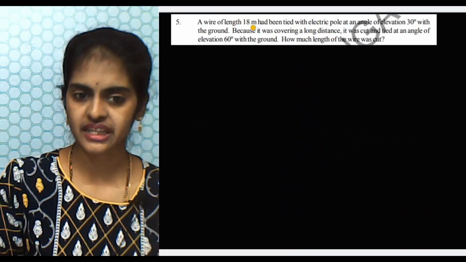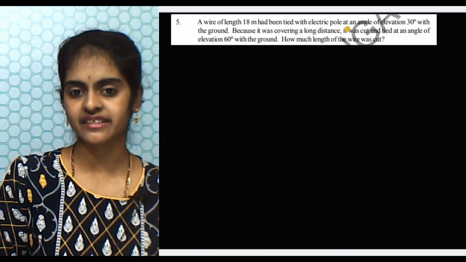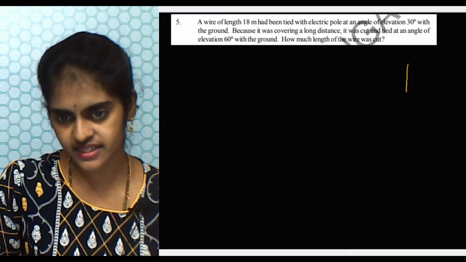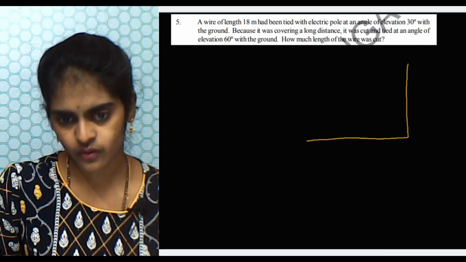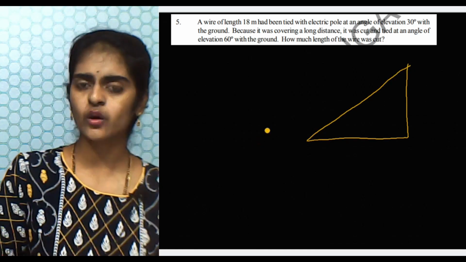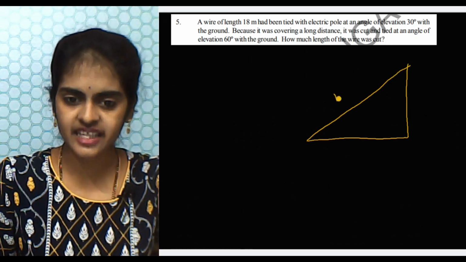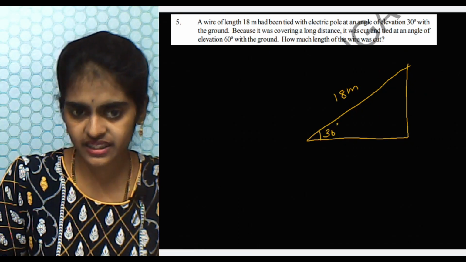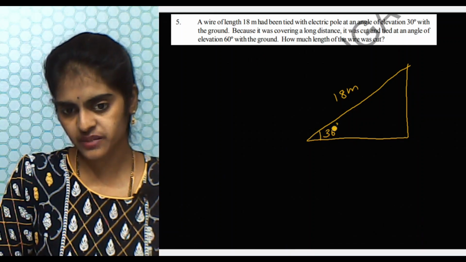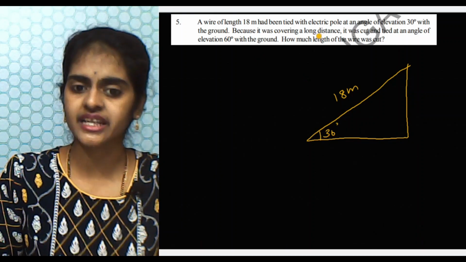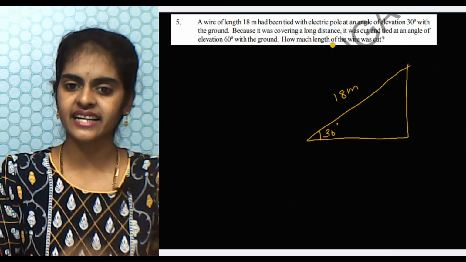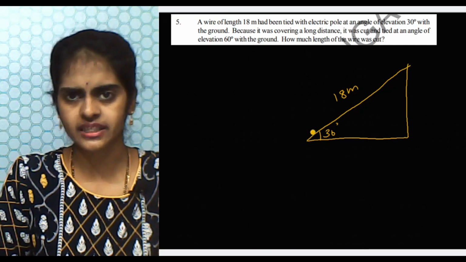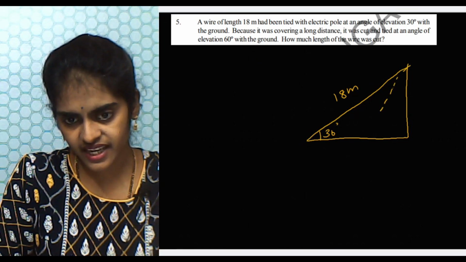A wire of length 18 meters had been tied to the electric pole at an angle of elevation 30 degrees with the ground. Suppose this is the electric pole, this is the ground, and this is the wire of length 18 meters, tied at an angle of 30 degrees with the ground. Because it was covering a long distance, it was cut and tied at an angle of elevation 60 degrees with the ground. Now it is cut and tied somewhere here.